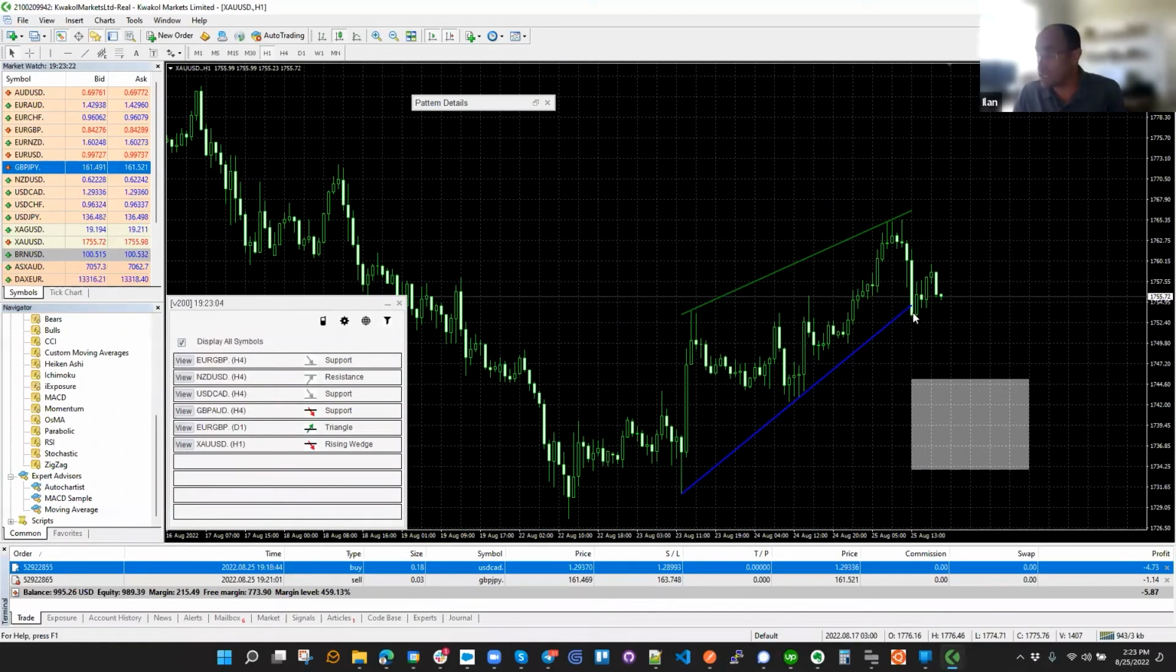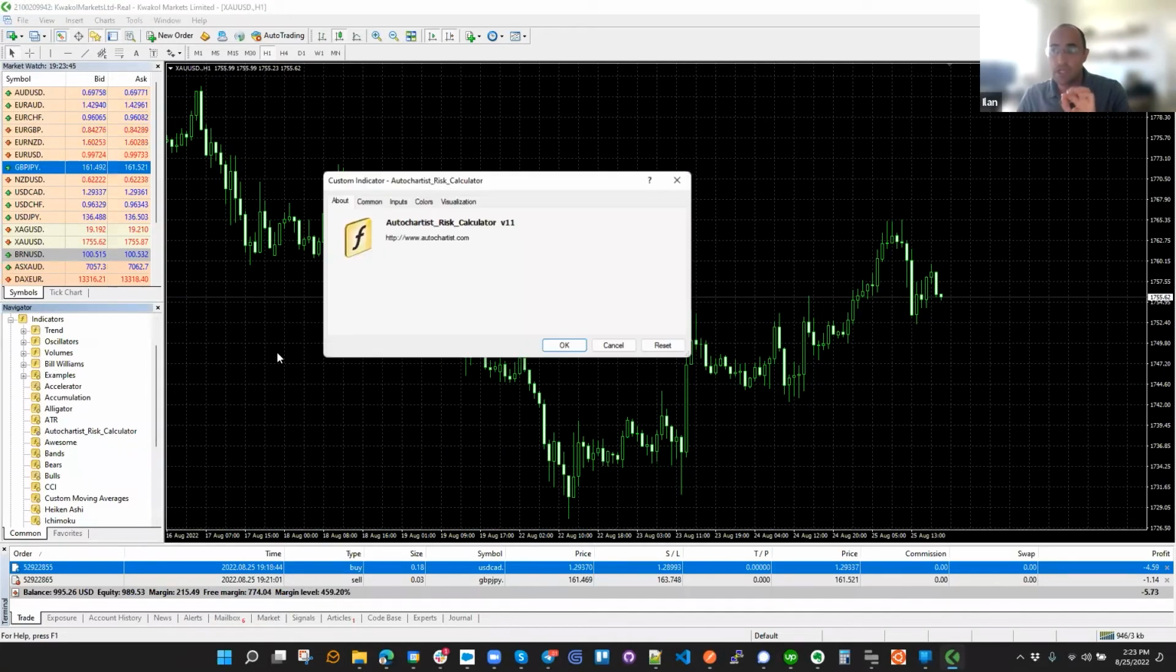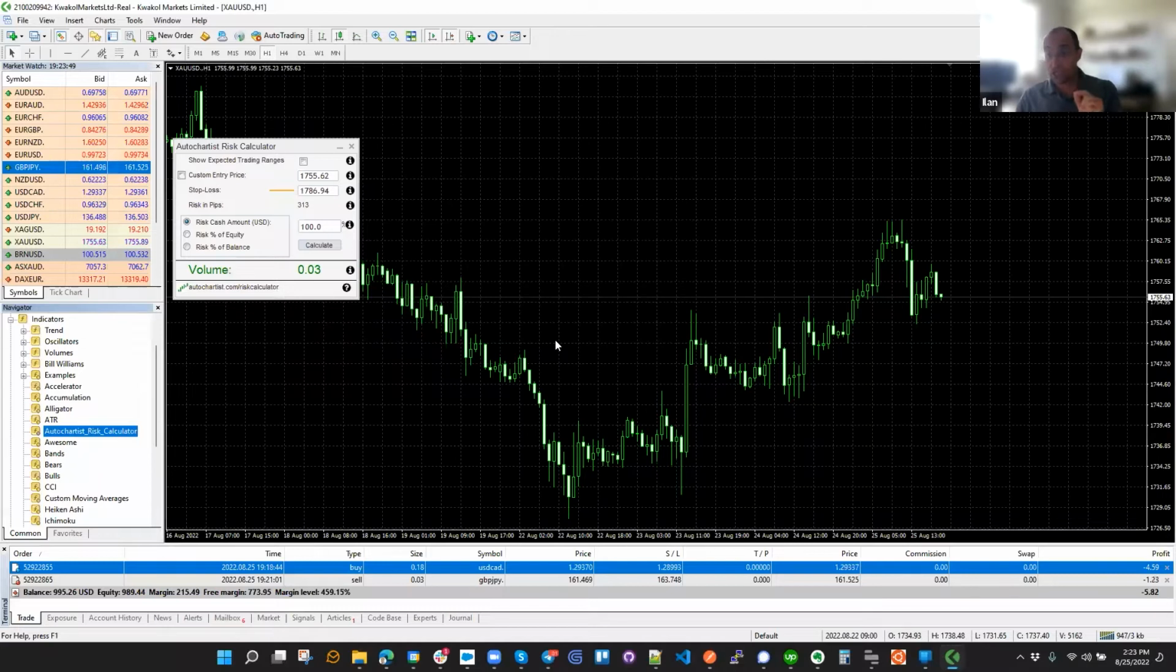So here, for example, the scanner is telling me to go short on gold, down to this level. I'm not even using that, right? I'm literally assuming that you guys are using something completely different. You're not using the Autochartist Expert Advisor. You've got your own systems, trading your own directionality, whatever it is, whatever system you're using, make sure that you're using the Autochartist risk calculator to manage your risk, right? This is very, very important.